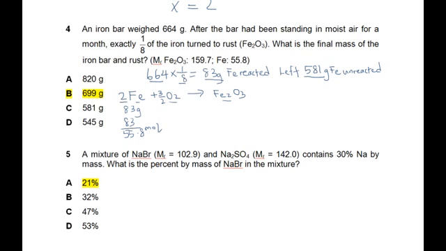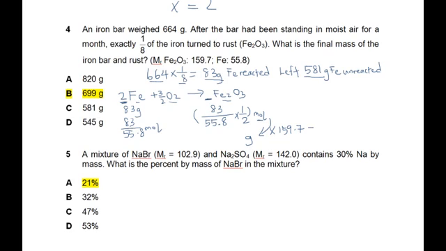And I have a 2:1 ratio here. So the number of moles of Fe2O3 that will be formed is 83 over 55.8, and I will multiply it by half, since I have a 2:1 ratio. So I will have this many moles. To change the number of moles to grams, I would have to multiply the number of moles of Fe2O3 by 159.7, and I will get the mass of Fe2O3 formed.